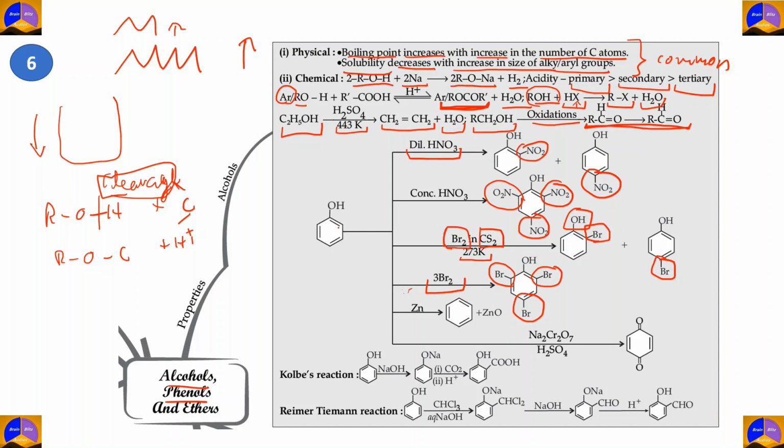And finally, phenol in the presence of Na2Cr2O7, which is sodium dichromate, in the presence of H2SO4, which is sulfuric acid, gives you this compound. Now, we have 2 reactions present below, which are pretty important. So let's look at each of these reactions.